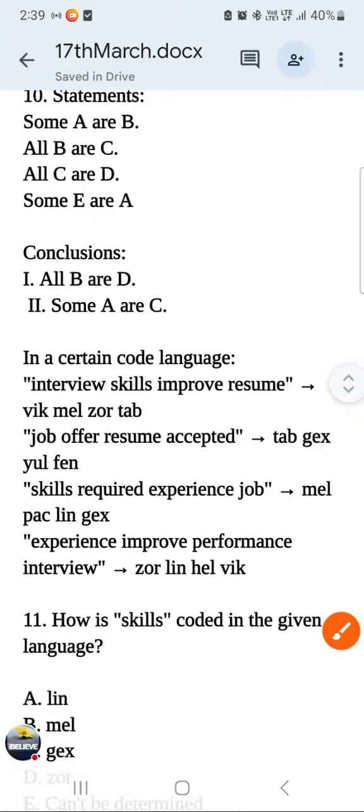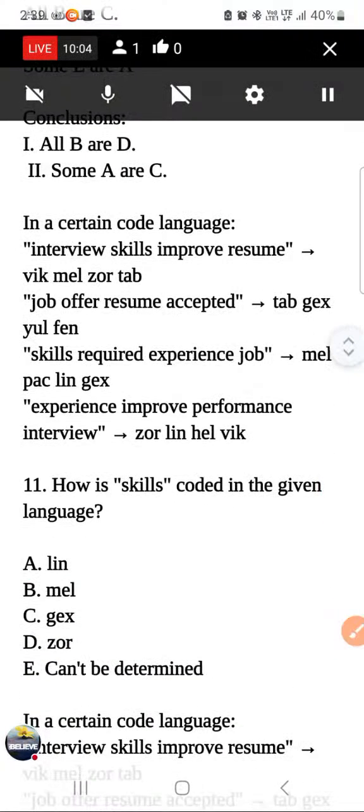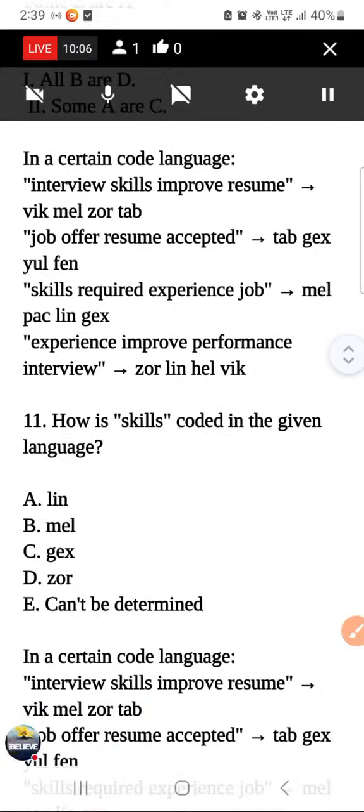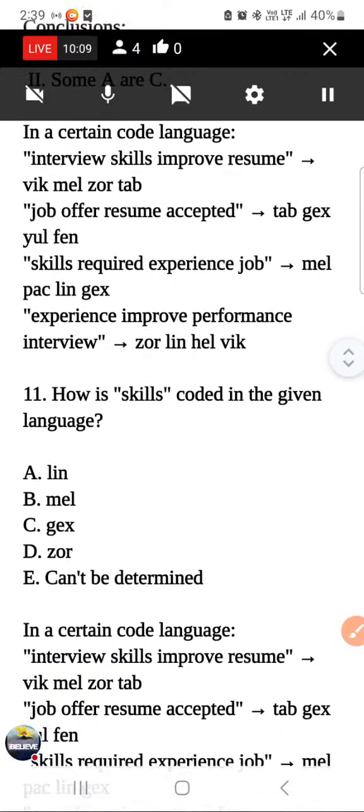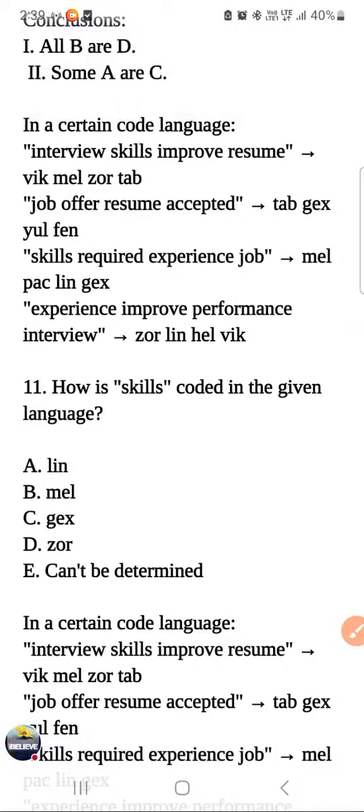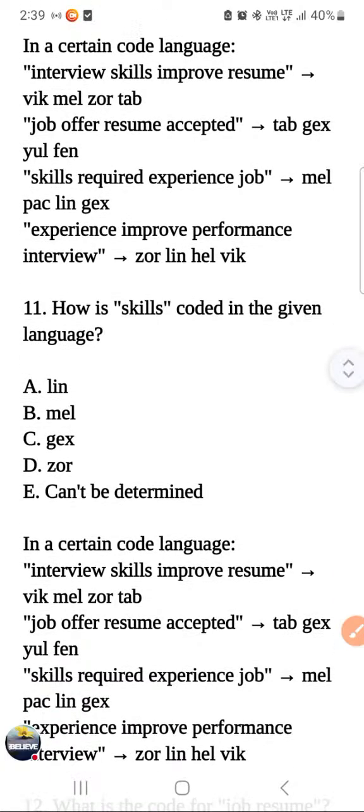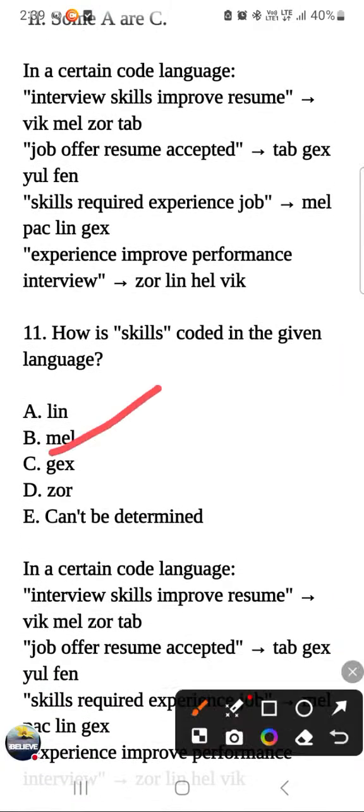Now we are done with the syllogisms. We are trying to solve these Chinese coding questions. How is skills coded in the given language? Skills is in this statement and this statement. There is also common interviews skills improve resume. Skills required experience job. Except the word skills, there is no common word between these two lines. So we can directly say MEL is the correct answer.